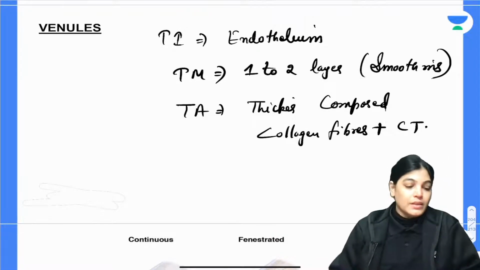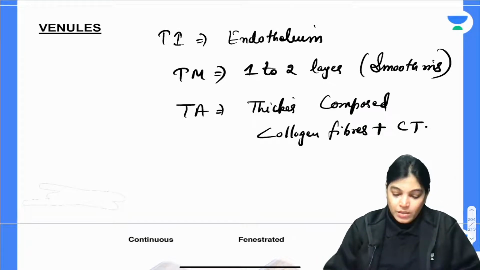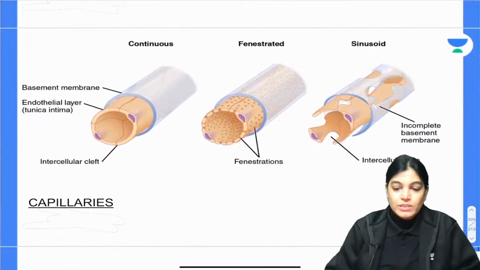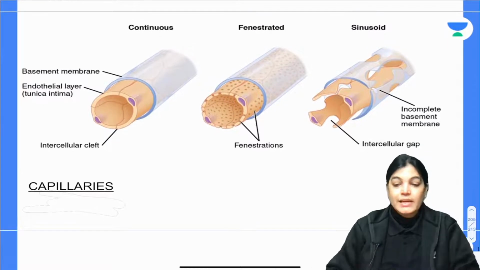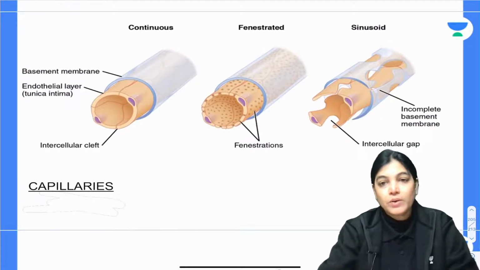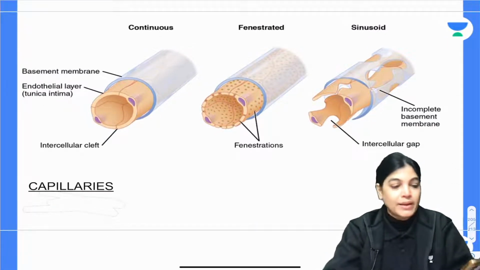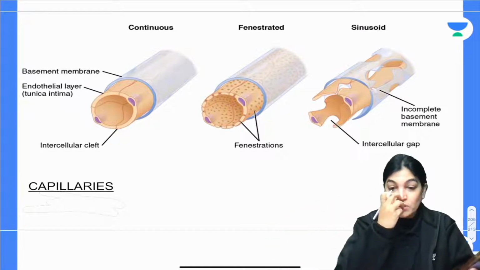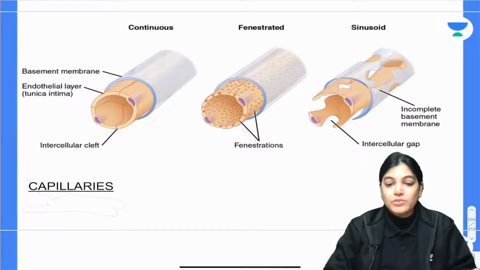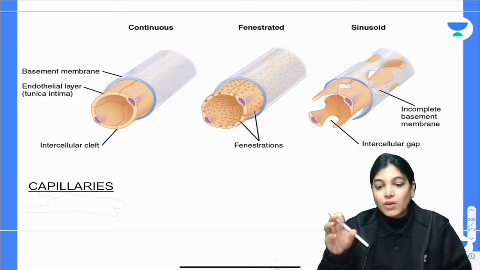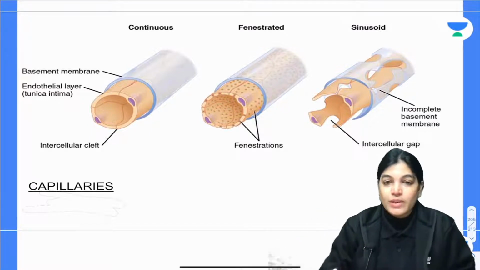Now the next important structure I want to explain is the capillaries. Now the exchange has to happen. What is going to happen next? The blood has to be exchanged between the arterioles and the venules. So arterioles will break down into smaller blood vessels, which are called capillaries.